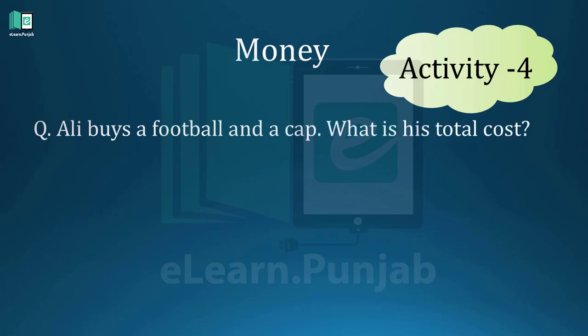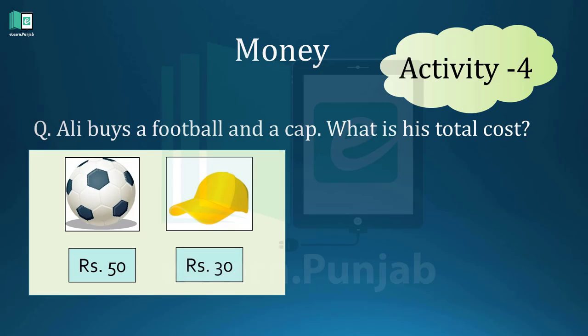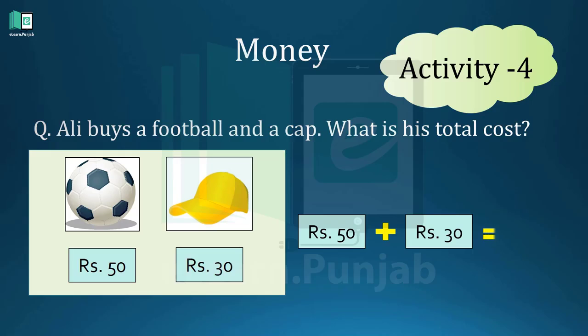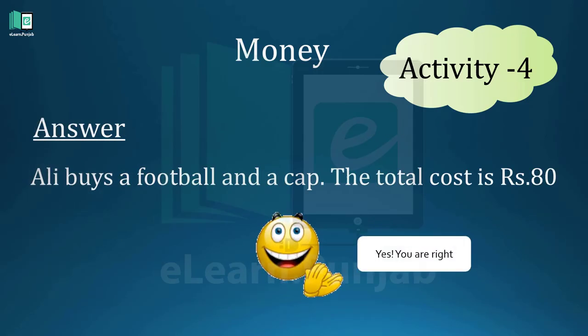Now the second question is: Ali buys a football and a cap. What is his total cost? Think and write the answer in your notebook. See the price of the football and cap. 50 plus 30 is equal to how many rupees? 50 plus 30 is equal to 80 rupees. The total cost is rupees 80. Yes, you are right.